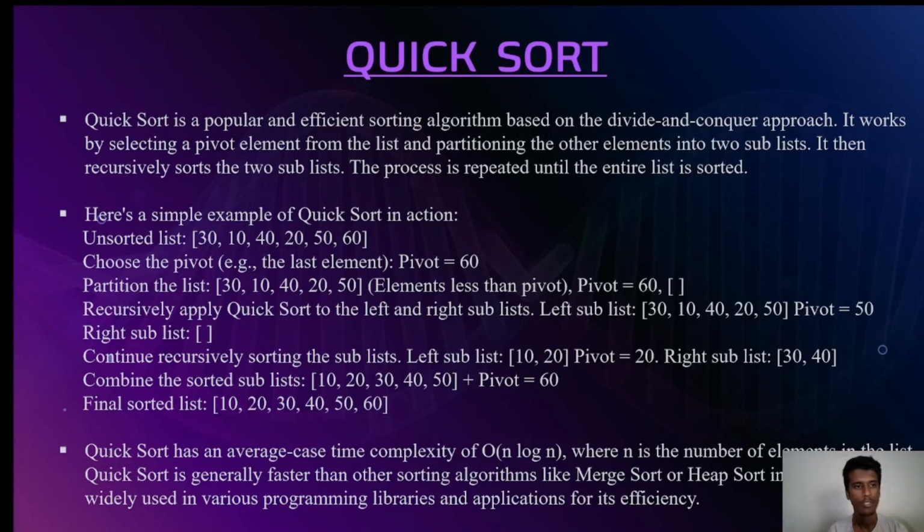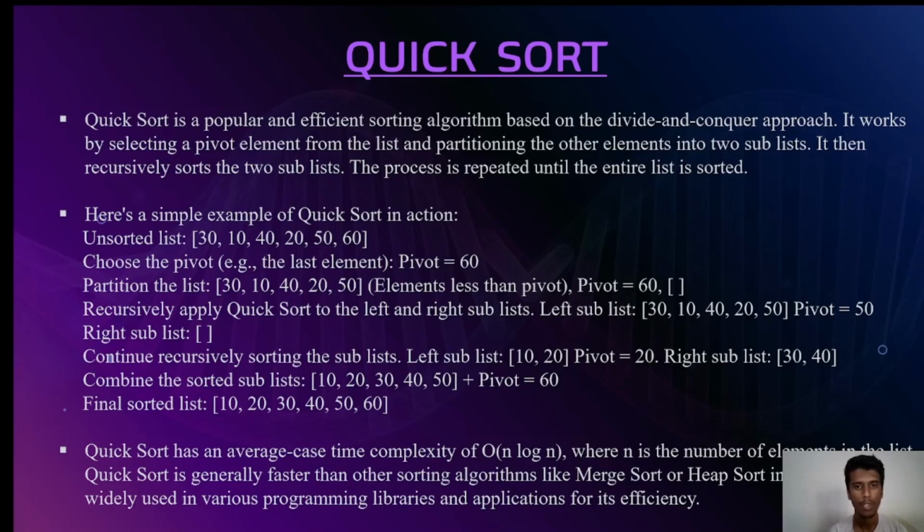Next we have quicksort. Quicksort is a popular and efficient sorting algorithm based on the divide and conquer approach. It works by selecting a pivot element from a list and partitioning the other elements into two sublists. It then recursively sorts the two sublists. The process is repeated until the entire list is sorted. Quicksort is also like merge sort. It is based on the divide and conquer approach.